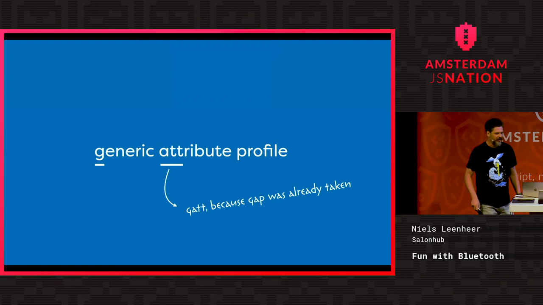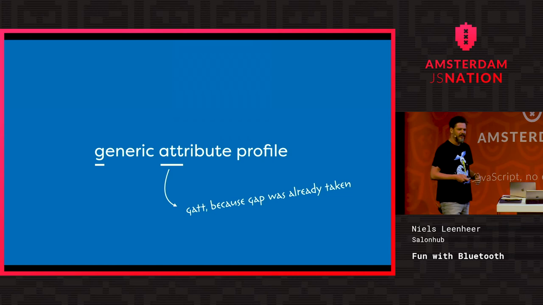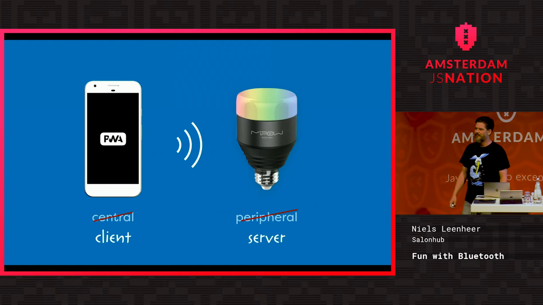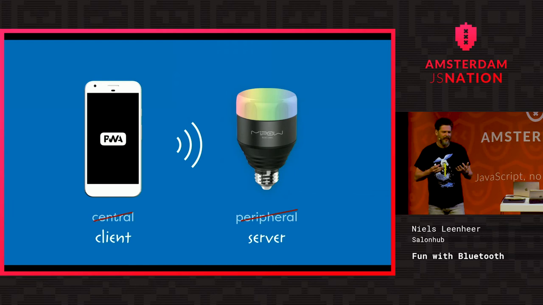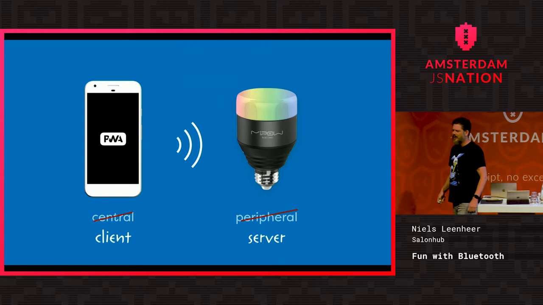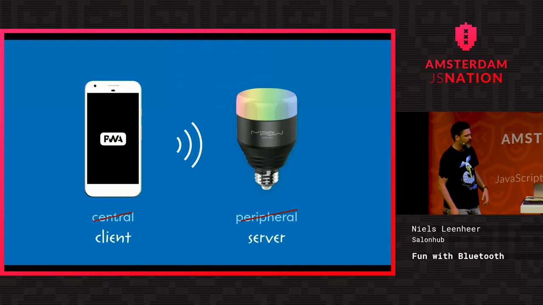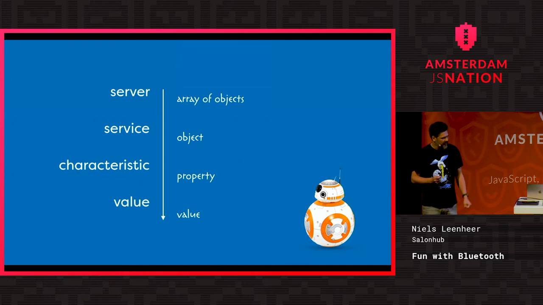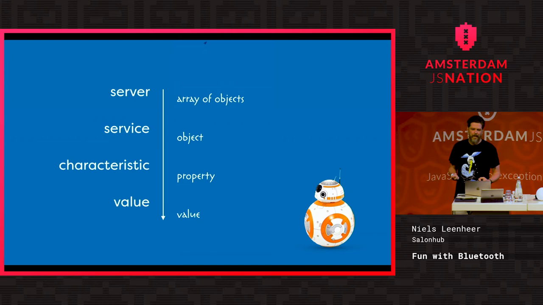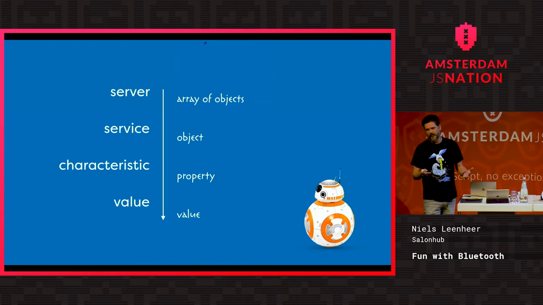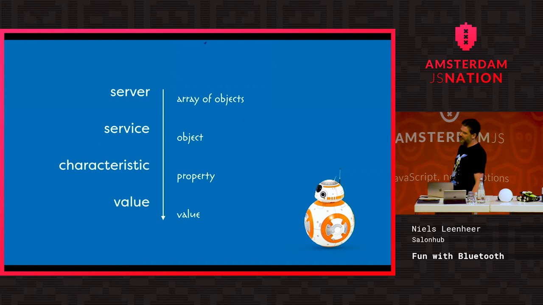So GATT has, again, different names for our devices. We have clients and servers. Your light bulb is a server. I had to wrap my head around that for a bit, but it's true. Light bulbs are servers. And a server, for a Bluetooth device, means you offer some services. And those services contain characteristics, and those characteristics contain values. It's a bit like an array of objects that contains an object that contains properties with values. Only it's a really weird and inconvenient way to access those values.